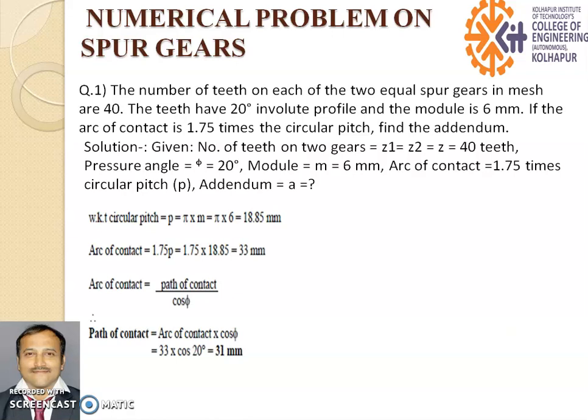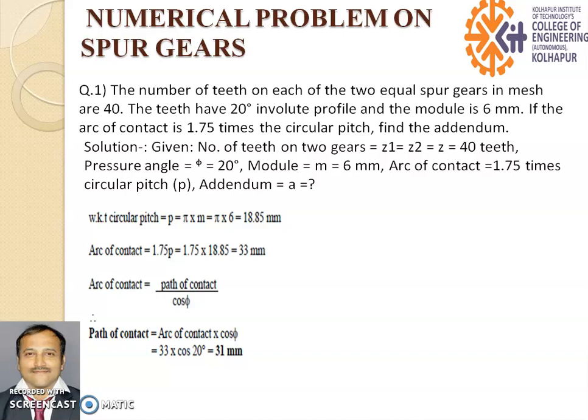First, circular pitch is equal to pi into module. So if we want to find out circular pitch, we have to put the value of module as well as pi. We will get the answer 18.85 mm. Then arc of contact, the relationship given in the question: arc of contact is equal to 1.75 times circular pitch. So in the first step, we calculated circular pitch 18.85. So 1.75 times circular pitch means 1.75 into 18.85 is equal to 33 mm.